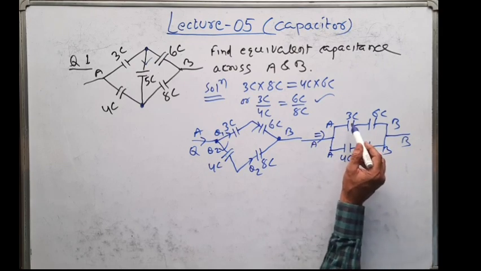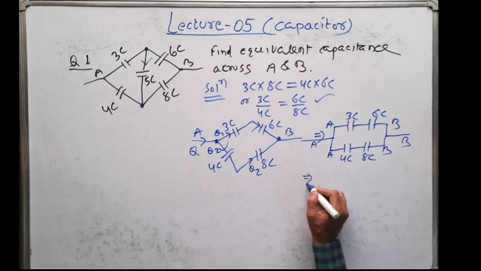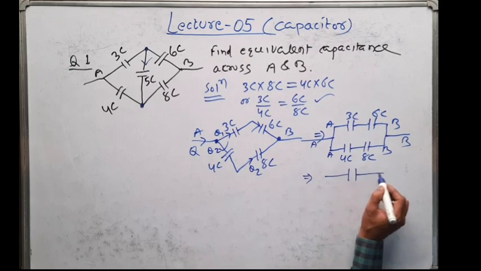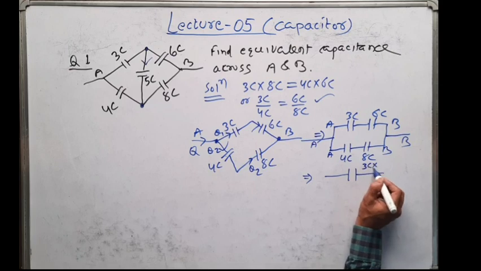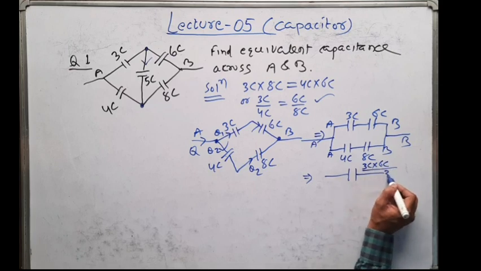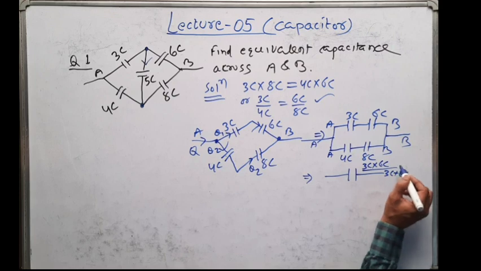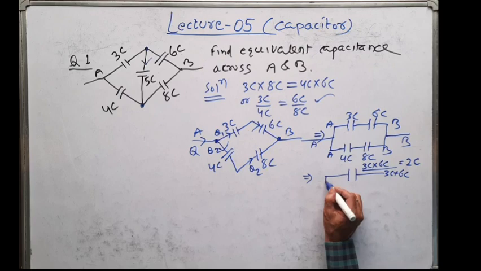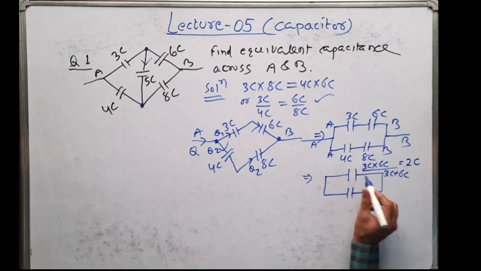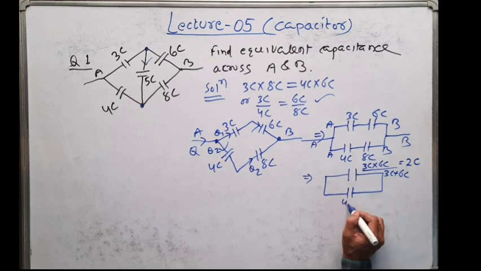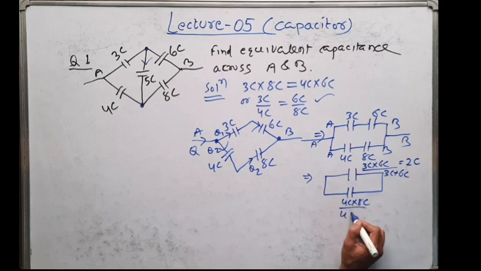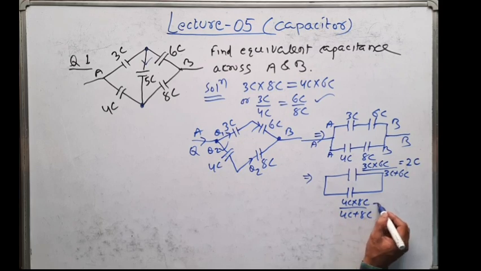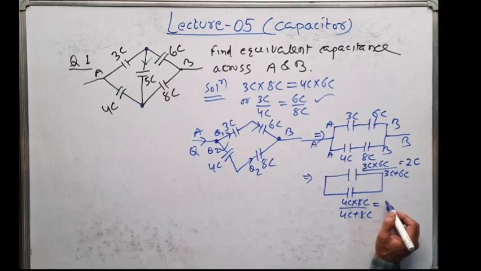Now you see this 3C and 6C. What is the equivalent? That is 3C into 6C divided by 3C plus 6C, which is equal to 2C. Similarly, in this path, what is the equivalent? 4C into 8C divided by 4C plus 8C, C1 C2 by C1 plus C2. So this is 8 by 3.